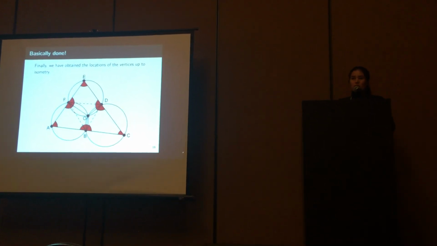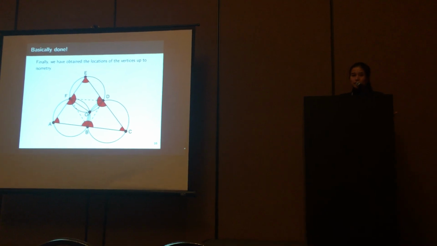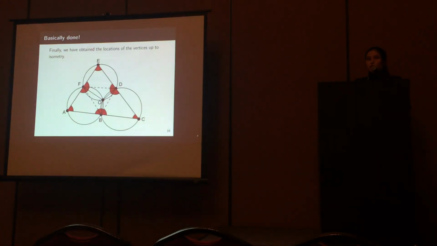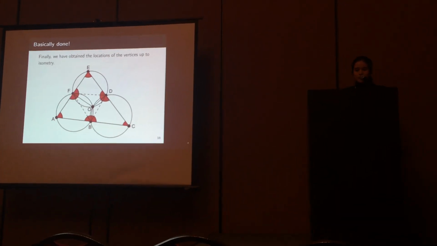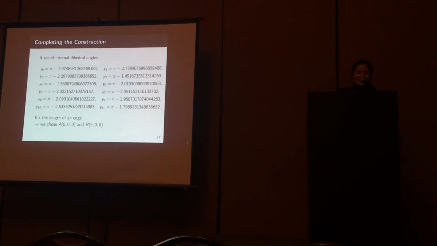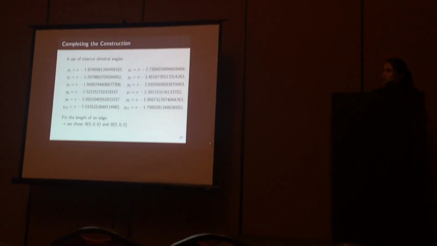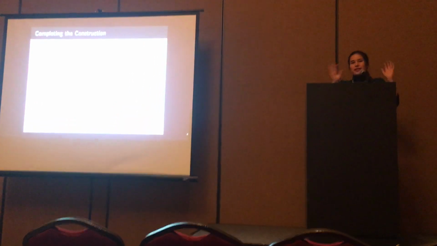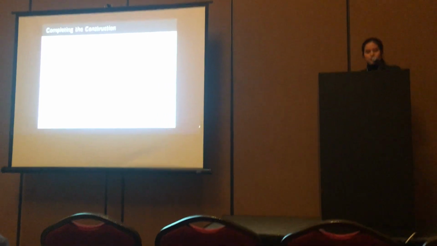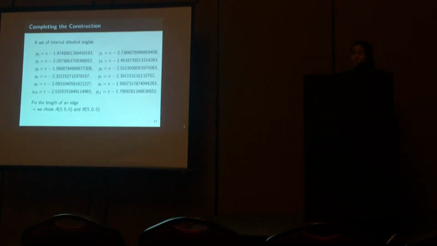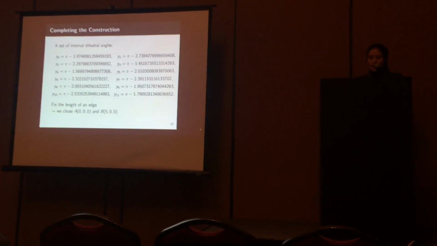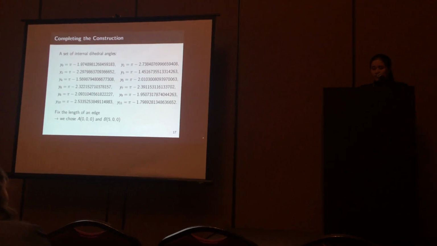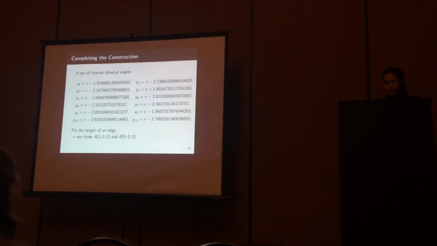So at this point, we have all the right angles in that image. That means we know the locations of all the vertices up to isometry. So we're pretty much done at this point, but not yet. Let's say this was our given set of internal dihedral angles, and from here we want to complete the picture, complete the visualization, if you may. Since we were discussing things up to isometry until the previous slide, we need to fix the length of one of the edges in the picture. So we fixed A and B at those coordinates.